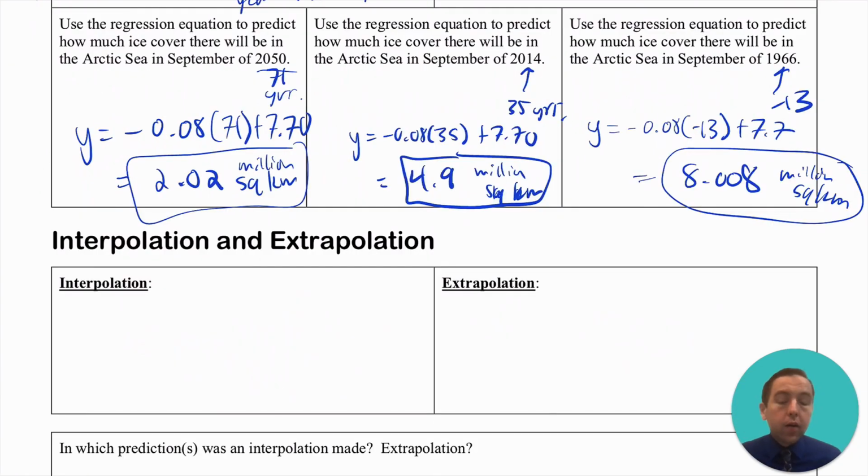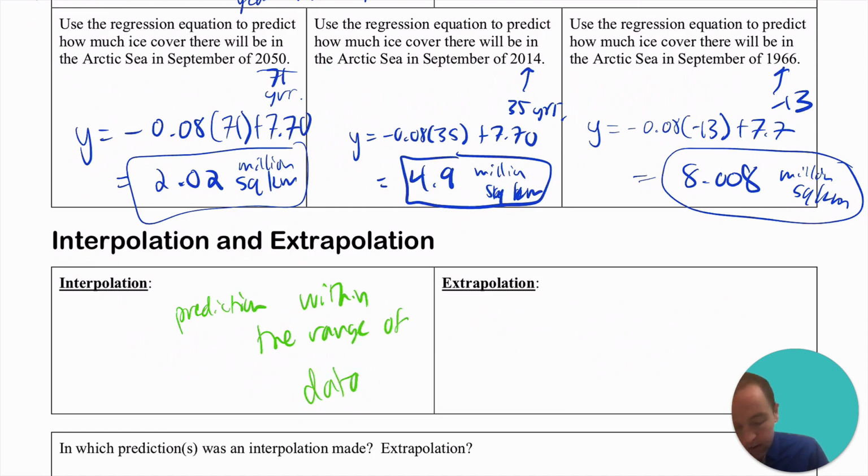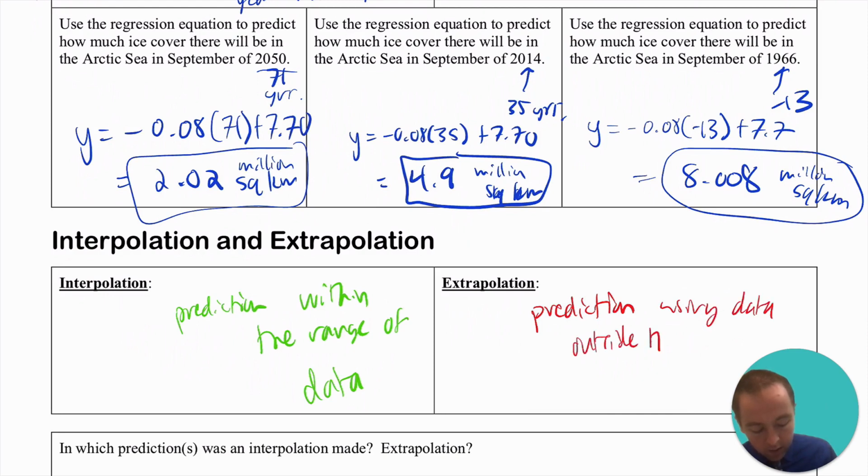Whenever we're making predictions with data, there are two different types of predictions that we can be making, one of which is called an interpolation and the other of which is an extrapolation. Whenever we're interpolating with our data, we are making a prediction that is within the range of the data that you have in your data set, whereas an extrapolation is making a prediction using data outside the range or the realm.